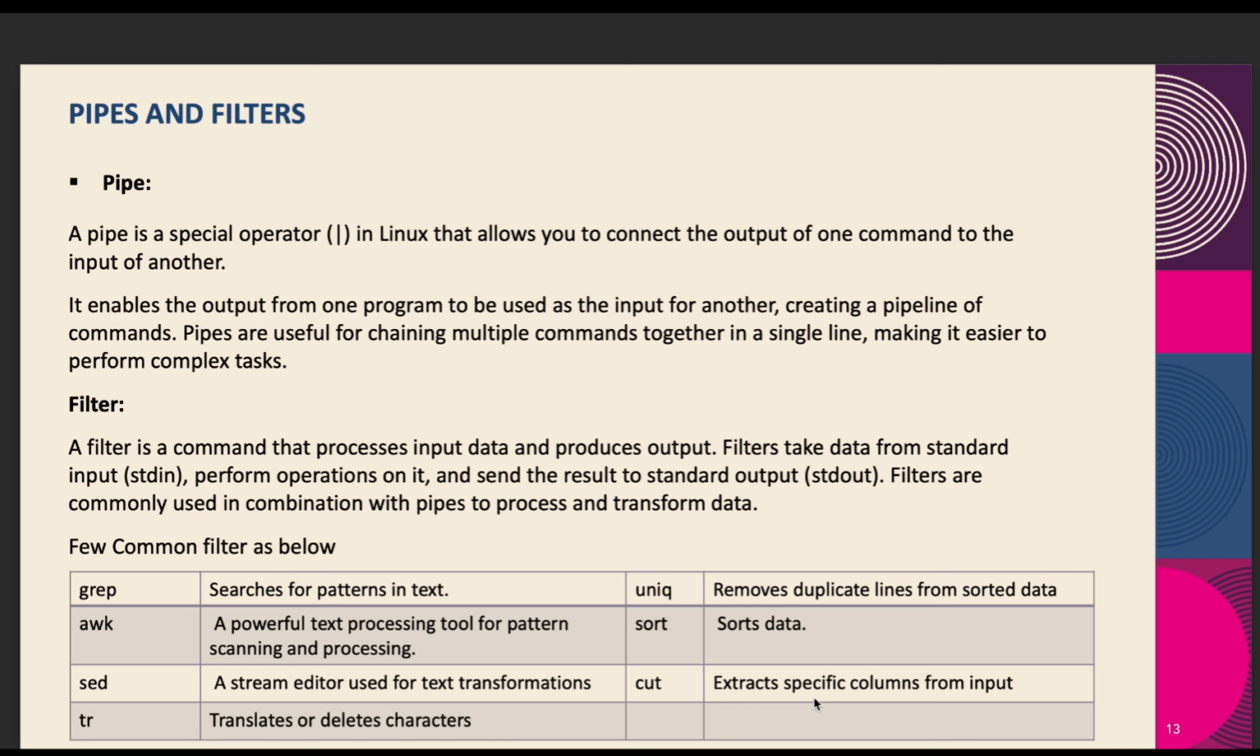Linux environment. So what is a pipe? A pipe is a special operator that is denoted by a vertical line in Linux that allows you to connect the output of one command to the input of another. So it enables the output from one program to be used as input for another, creating a pipeline of commands. Pipes are useful for chaining multiple commands together in a single line, making it easier to perform complex tasks.